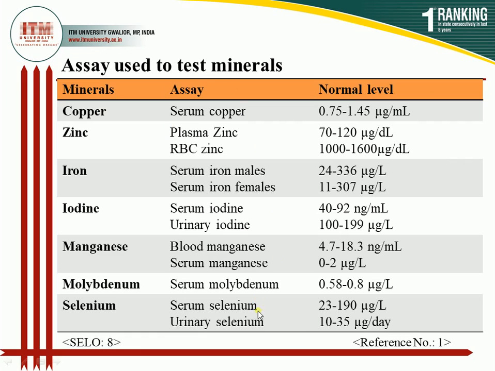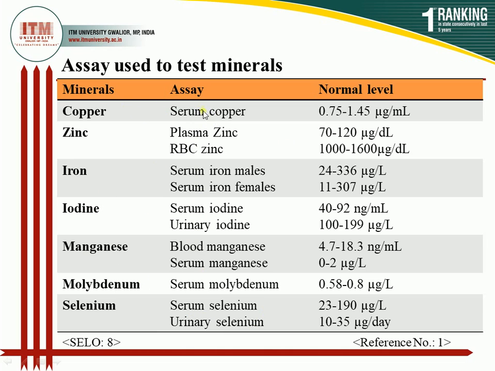These are some tests through which a doctor or laboratory assistant will detect whether you are healthy or not. So for copper, serum copper is the assay; zinc, plasma zinc or RBC zinc; iron, serum iron for males and serum iron for females; iodine, serum iodine or urinary iodine; manganese, blood manganese or serum manganese; molybdenum, serum molybdenum; and for selenium, serum selenium and urinary selenium. These are the main sources from where we have to check the particular minerals.